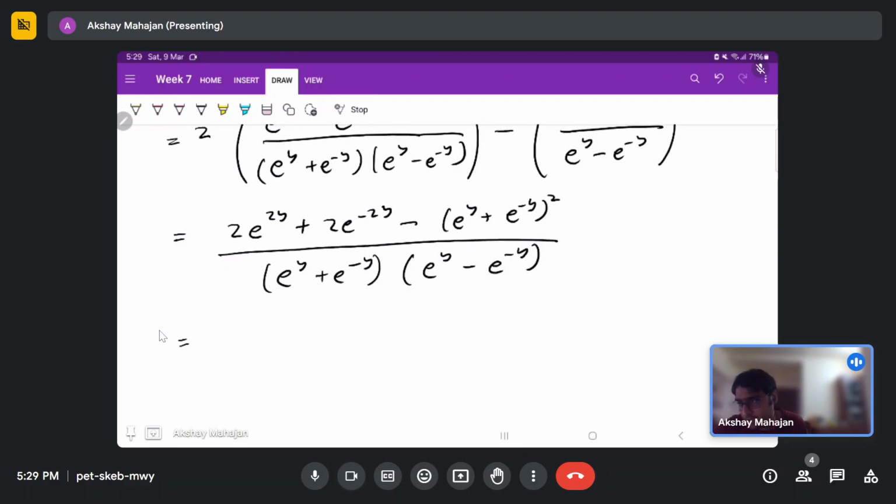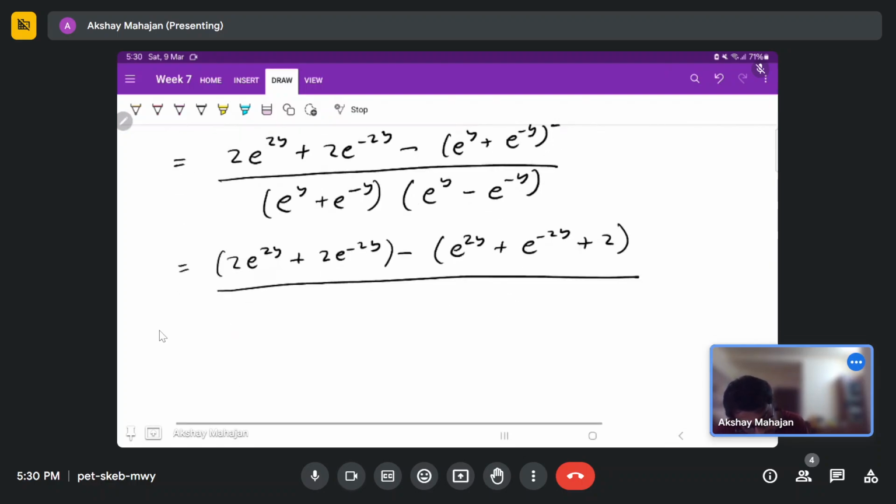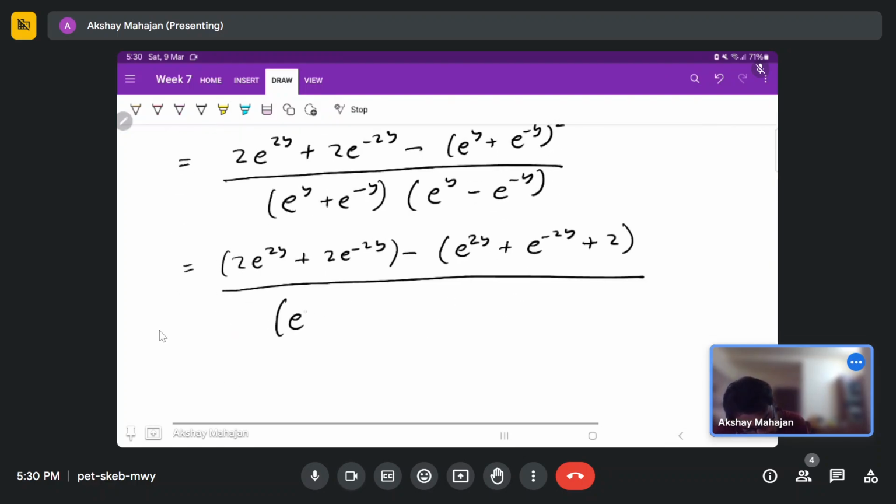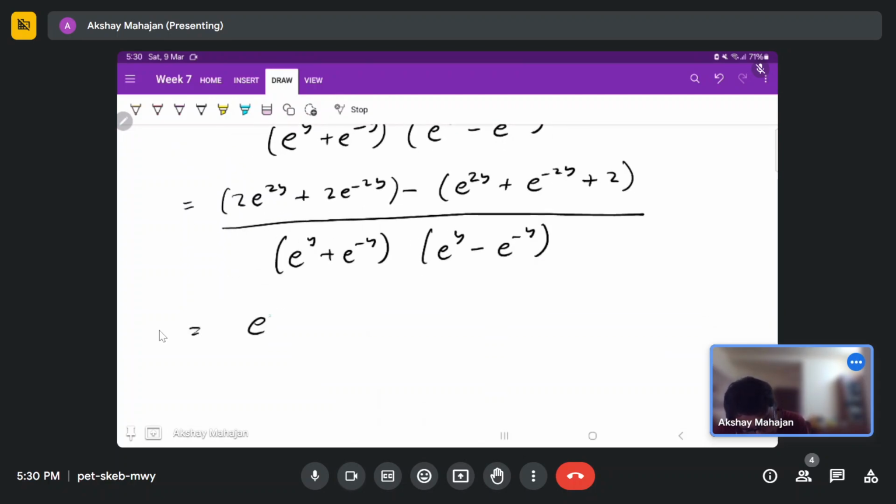Now this, if you open it, basically that will be 2e^(2y) + 2e^(-2y) - e^(2y) + e^(-2y) + 2 upon the denominator, which will be (e^y + e^(-y)) times (e^y - e^(-y)). So basically you will get e^(2y) + e^(-2y) - 2 upon (e^y + e^(-y))(e^y - e^(-y)).